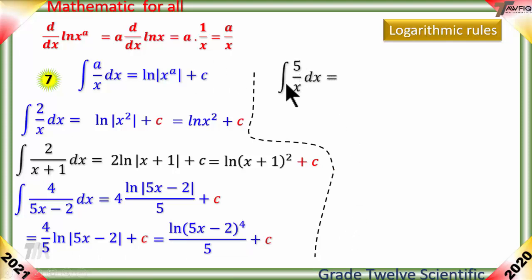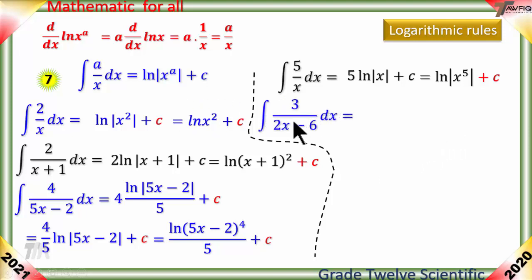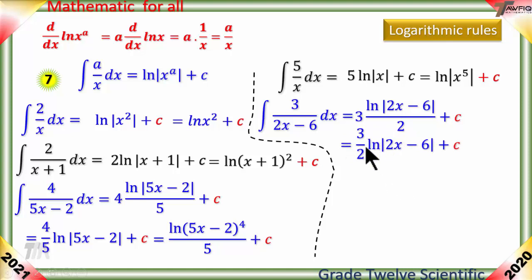And now the integral of 5 over x dx is equal to 5 ln of the absolute value of x plus c. We can write it as ln of the absolute value of x to the power 5. Here we cannot remove the absolute value because we don't know if x to the power 5 is negative or positive. So it becomes ln of 2x minus 6 over 2. So it becomes 3 over 2 ln of 2x minus 6 plus c.